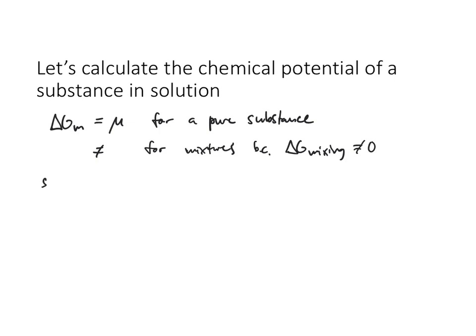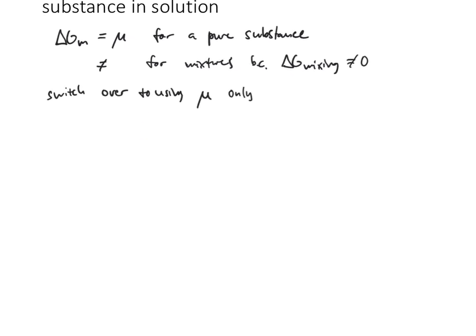So now we have to switch over to using this chemical potential only. All right. So if we have component I in a mixture, then we're going to be considering the chemical potential of substance I. And this is going to allow us to take the step towards getting equilibrium constants for the given components within the mixture.